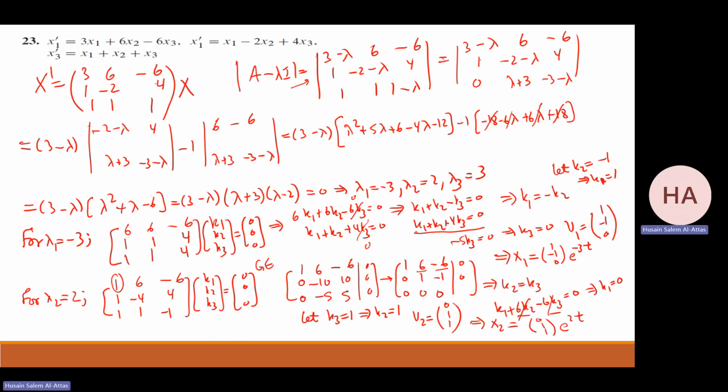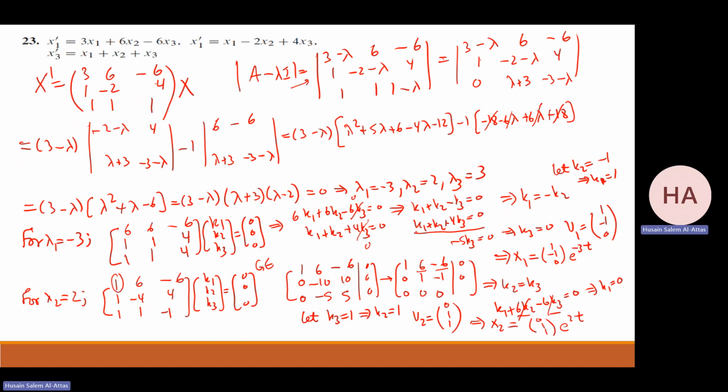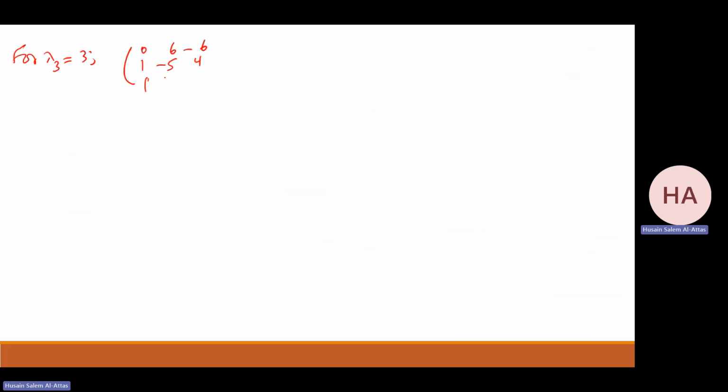Now for lambda 3, which is 3, what do we have? We have 0, 6, minus 6. So K2 equal K3. 1, minus 5, 4. Okay. 1, 1, 1. 1, 1, minus 2.